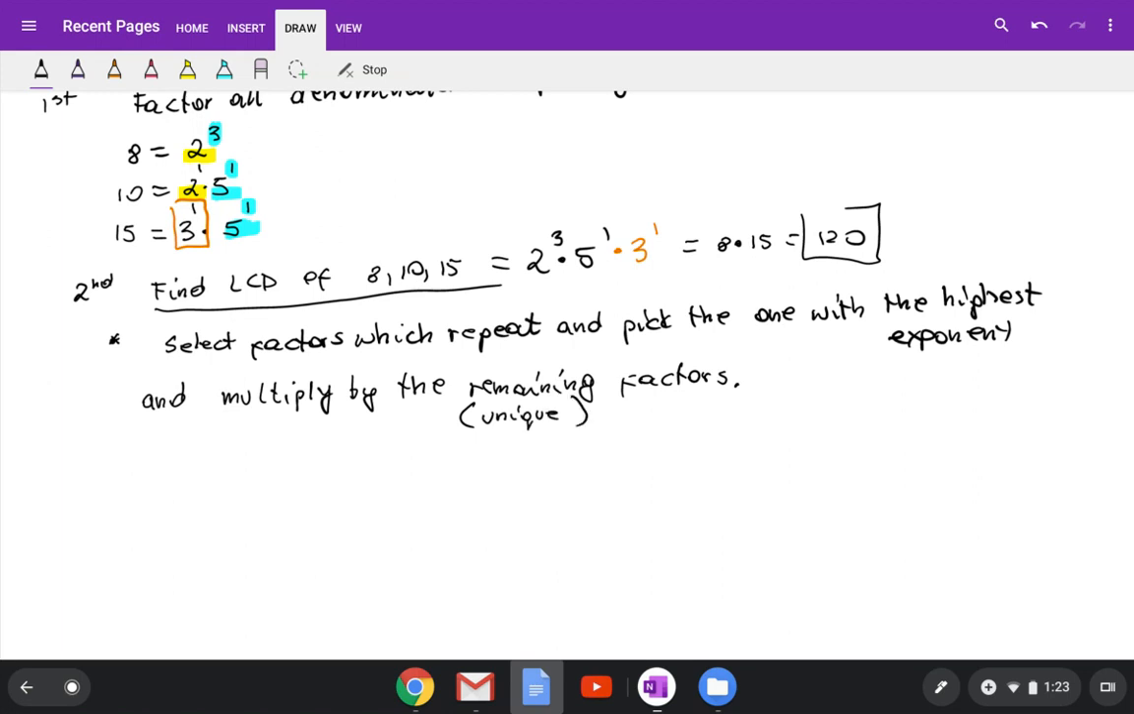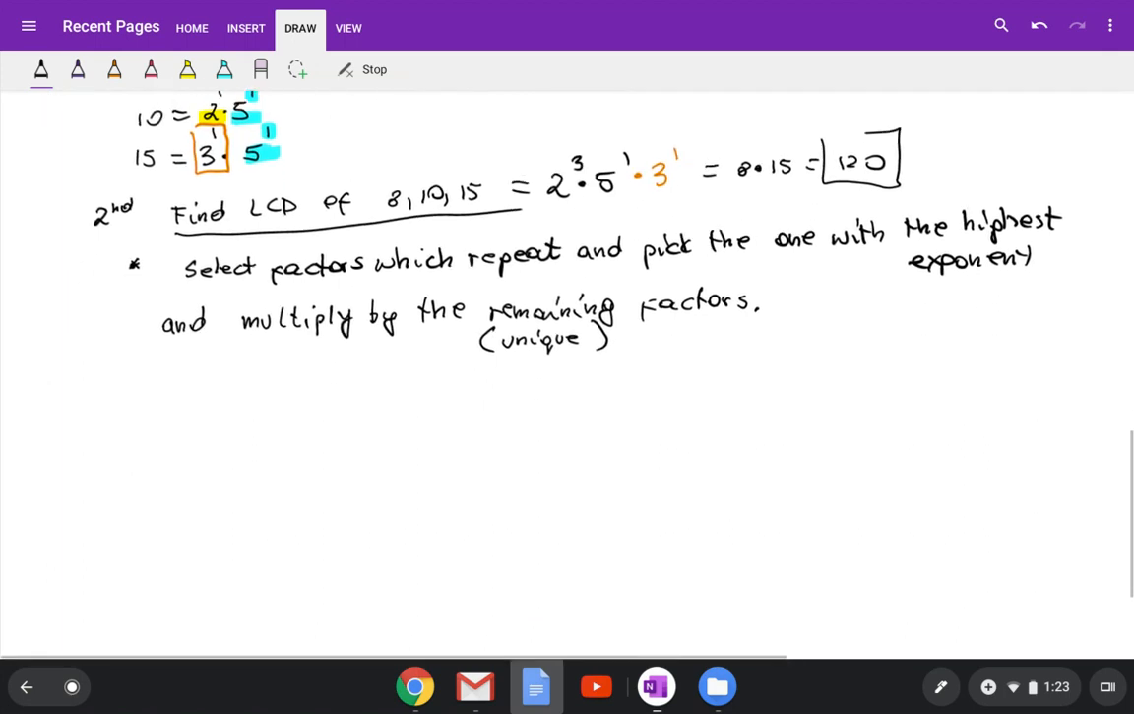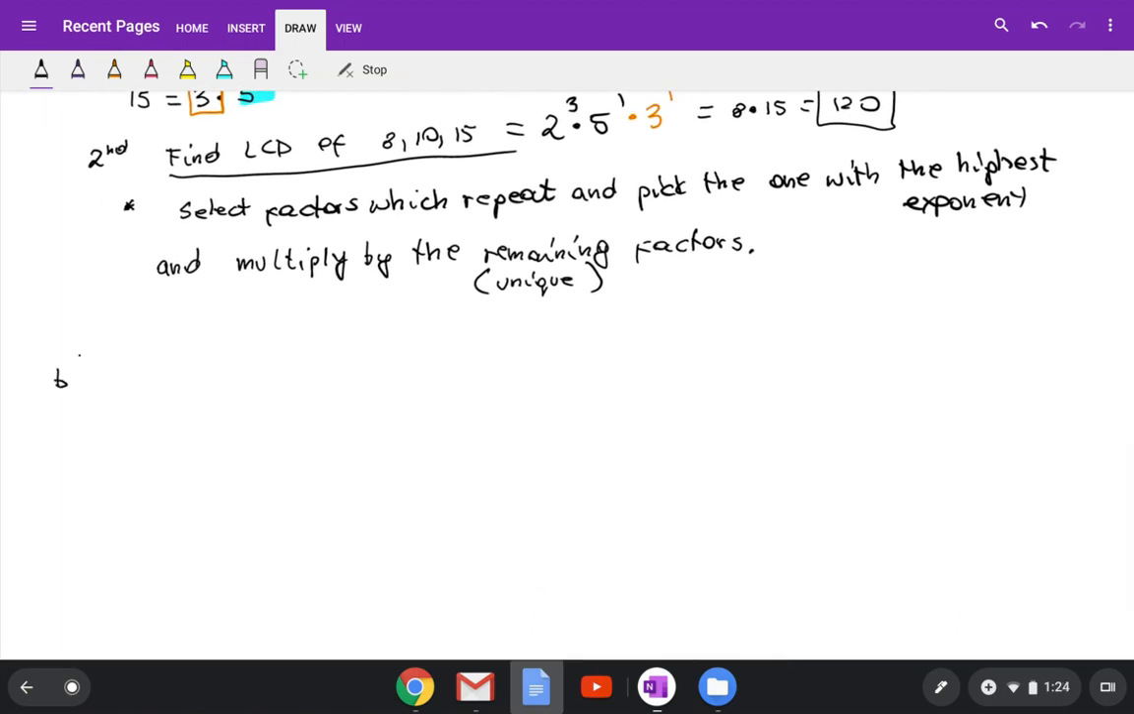Okay, so let's do more. The next example, so we're going to slowly build into something more advanced. You have to find the LCD of two expressions: 1 over 5a to the third power b squared, and the second rational expression is 1 over 10a to the 4th power b. Okay, so we need to find the least common denominator. So we have two denominators here.